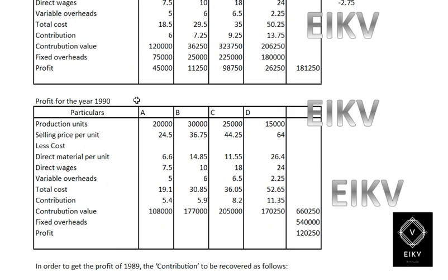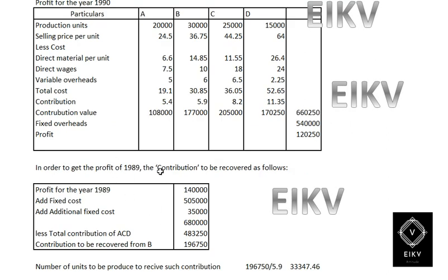So in the budget for the year 1990 computation, the material cost will be increased by 10% for all items A, B, C and D. Therefore, the contribution has been changed as 5.4, 5.9, 8.2 and 11.2. Then when we multiply contribution per unit with the quantity produced, we will get the contribution value less the fixed cost. We will get the profit as 1,20,250.